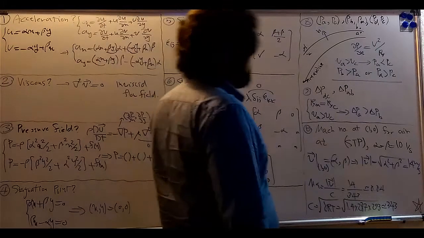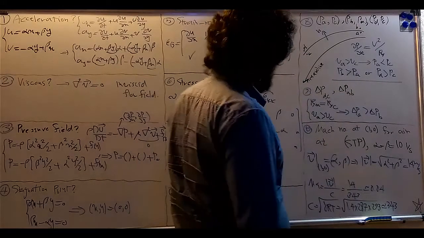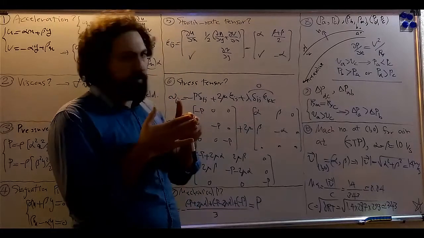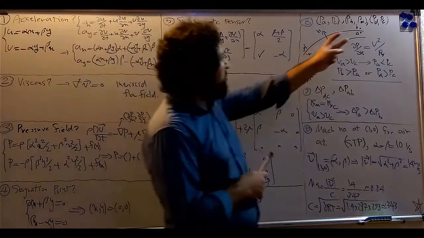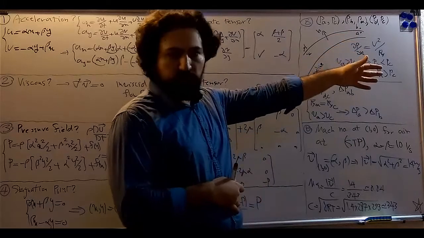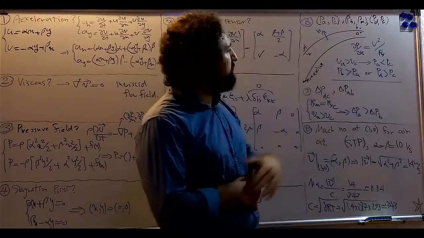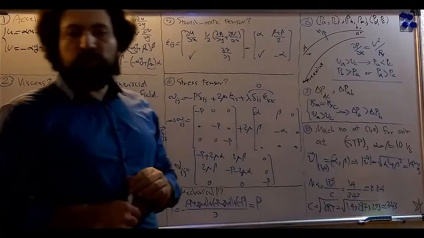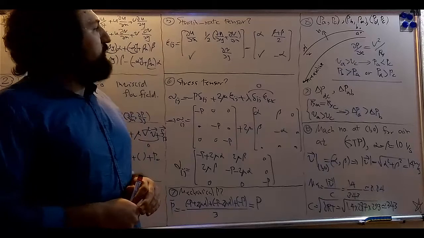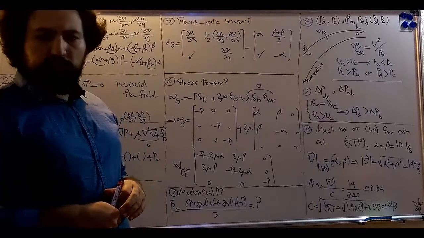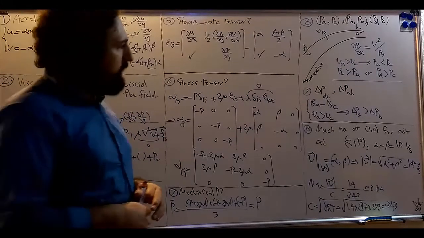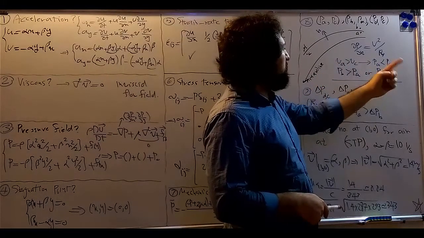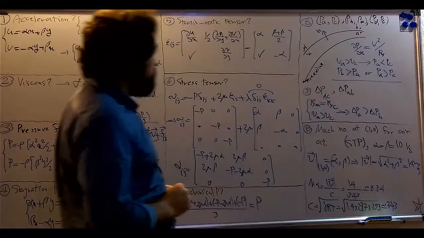Question number 8. Here we have 2 streamlines, and based on Bernoulli's equation, because the streamlines are convergent, the area between the streamlines reduces. So the velocity of point A, due to the continuity equation or the conservation of mass, is greater than the velocity of point C, and based on Bernoulli's equation, the pressure of point A is less than the pressure of point C.